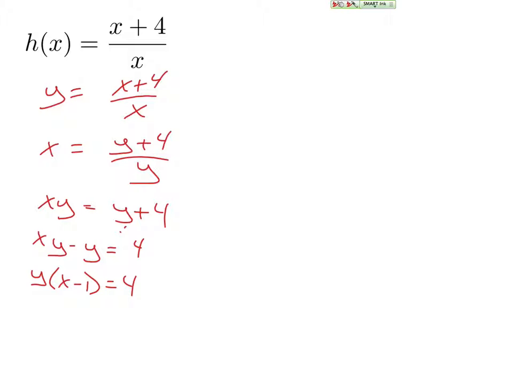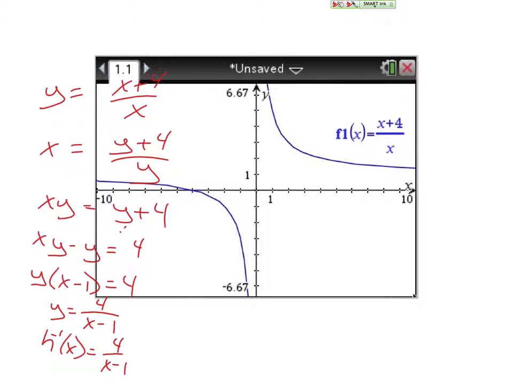Okay, so Hunter, what needs to happen next? Multiply it? Divide by it? And then change the notation. We're dealing with h, so h to the negative 1 of x equals 4 over x minus 1. Okay, there's my inverse. So we look at the graphs. There's the graph. Those graphs aren't very much different, but you can tell it was flipped over the line y equals x.